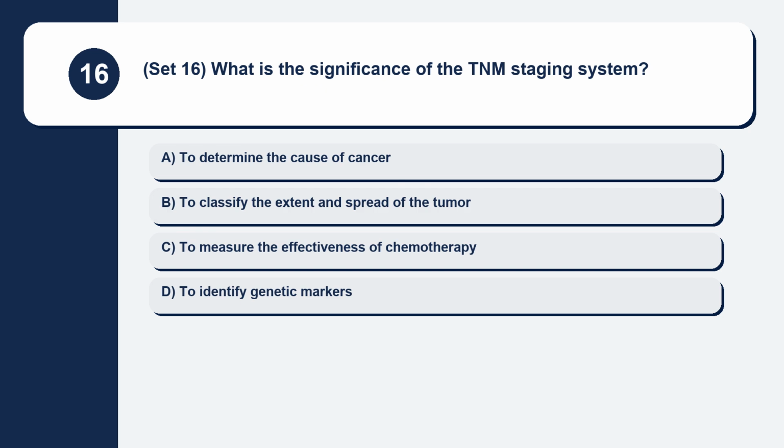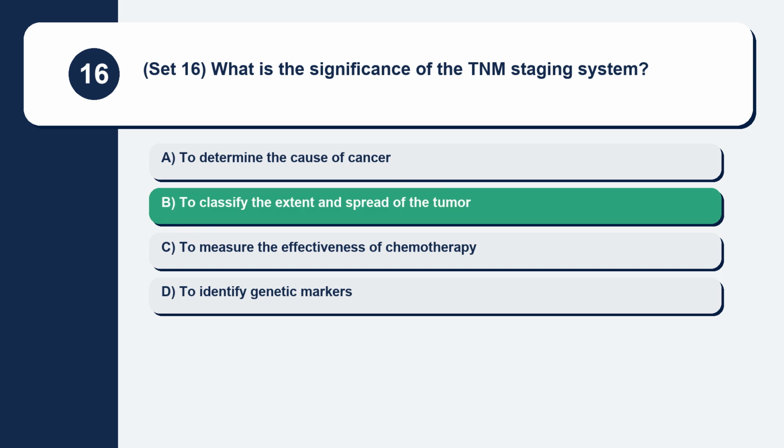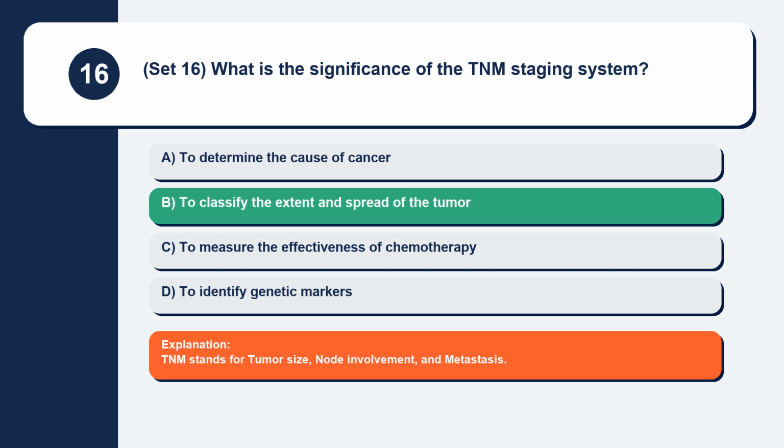Question 16, Set 16. What is the significance of the TNM staging system? To determine the cause of cancer, to classify the extent and spread of the tumor, to measure the effectiveness of chemotherapy, to identify genetic markers. TNM stands for tumor size, node involvement, and metastasis.